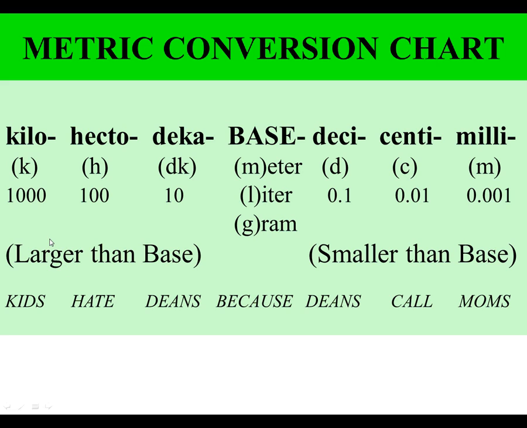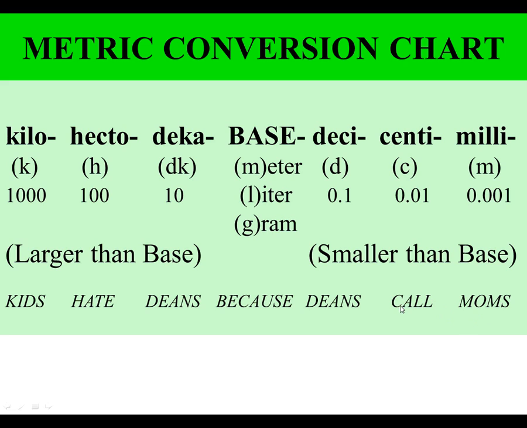On the bottom, we have a little acronym here that will hopefully help you remember the order. Okay: "Kids hate deans because deans call mom." So here in the middle, the "because" is your base unit. You have deans to deca, hate to hecto, kids to kilo. So you have kids hate deans because, and deans would be deci, centi for call, and milli for mom.